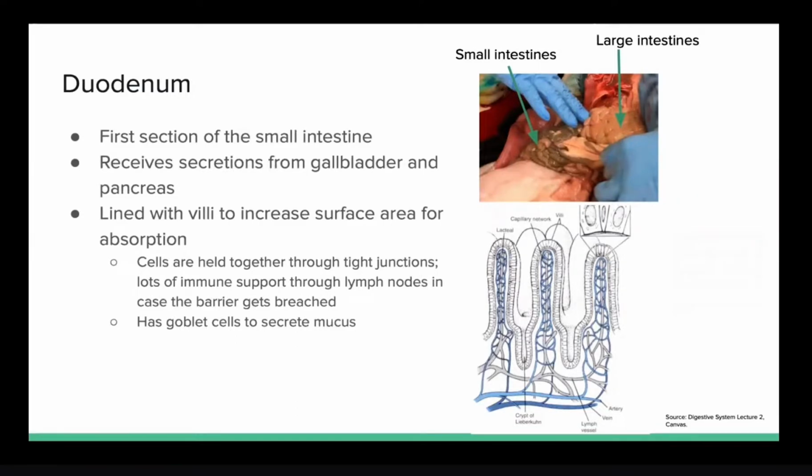Cells in the intestines are held together through tight junctions, so a lot of immune support is required through lymph nodes in case the barrier ever gets breached. And some of these cells are goblet cells to secrete mucus. So you can kind of see it in this diagram down here, what the villi look like.